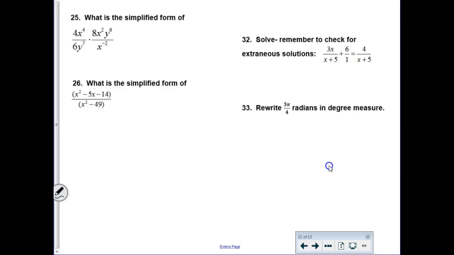So the question on your test will be very comparable to that one, I guess, is the moral of the story. So look over to 25 now. I want you to simplify this monomial question.